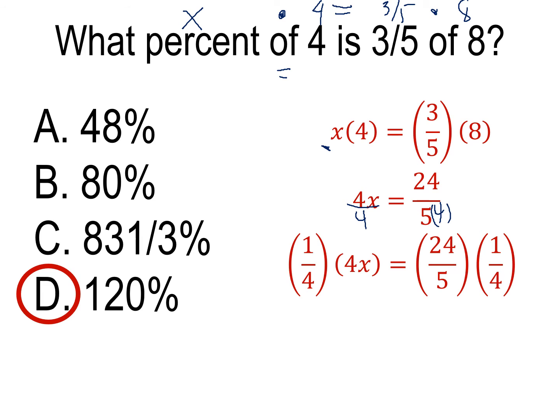So, what is 1/4 of 4? Cancel mo lang yan. Matitira mo ay x. Ito naman, alam natin na 24 divided by 4 is 6. So, we are given 6/5. And if we are going to change that to decimal, that is 1.2. And yung 1.2 naman, pag change mo sa percent, it will give you 120%.